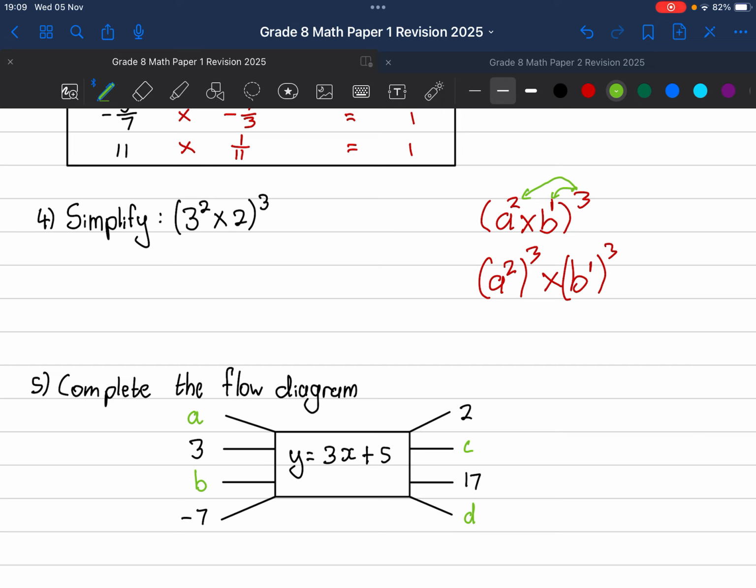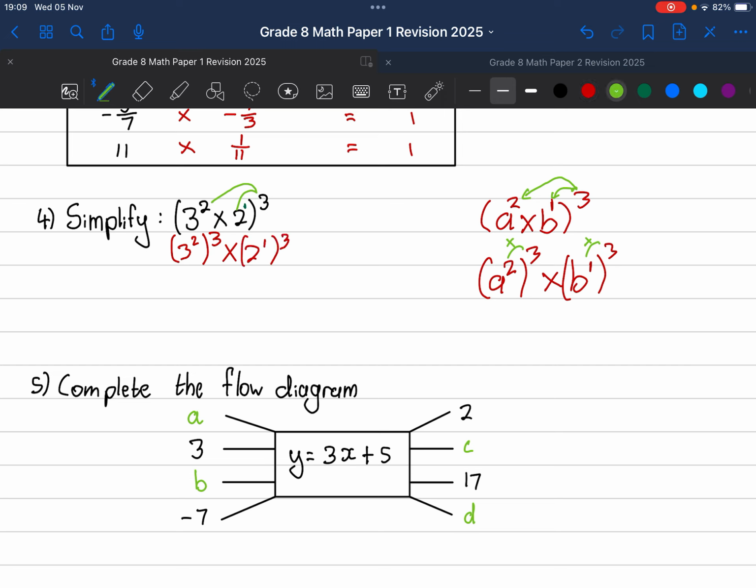And if you remember correctly, when you have a power raised to another power, you multiply the exponents. So now that's what we're going to work on over here. We're first going to distribute the 3, and that'll give us 3 squared to the power 3 times 2 with an invisible 1 over here, 2 to the power 1 raised to the power 3.